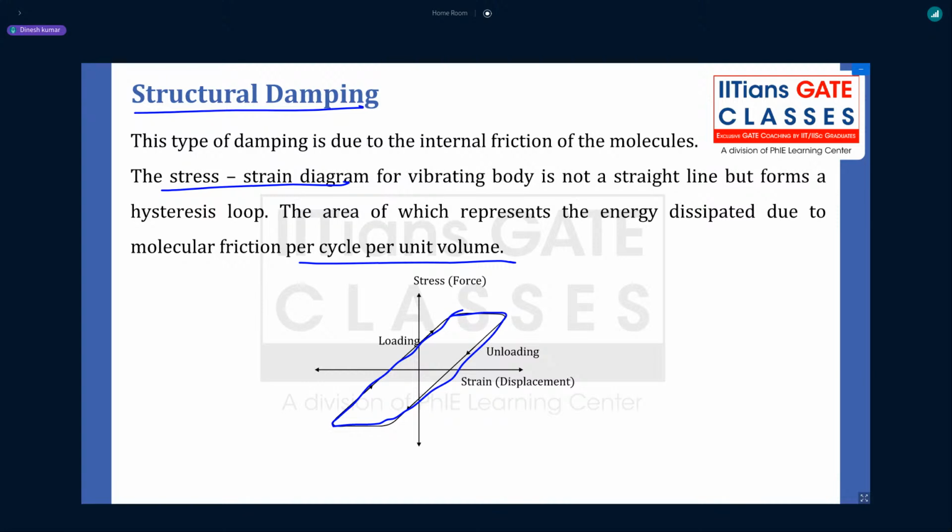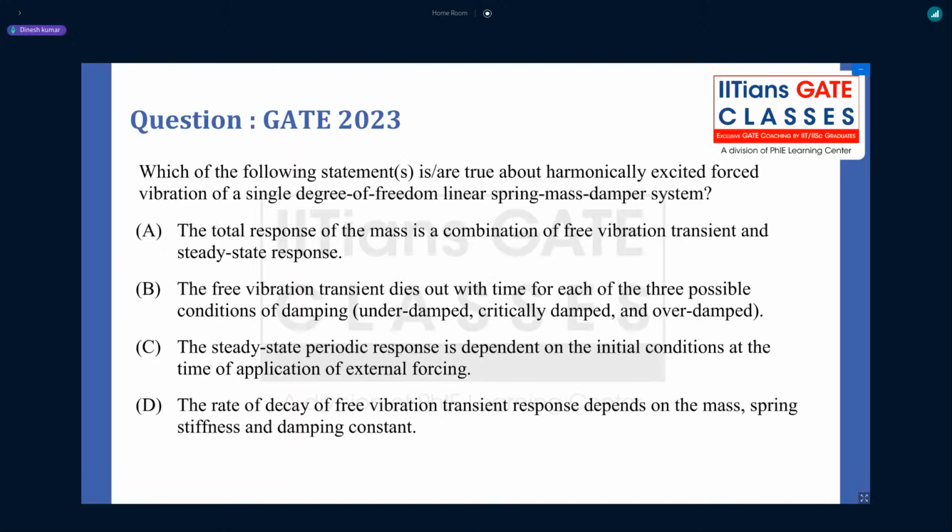So guys, any doubt or any concern? We have discussed all the concepts related to damped free vibration for GATE aerospace and GATE mechanical. With these concepts, you can solve any question from previous years' papers.